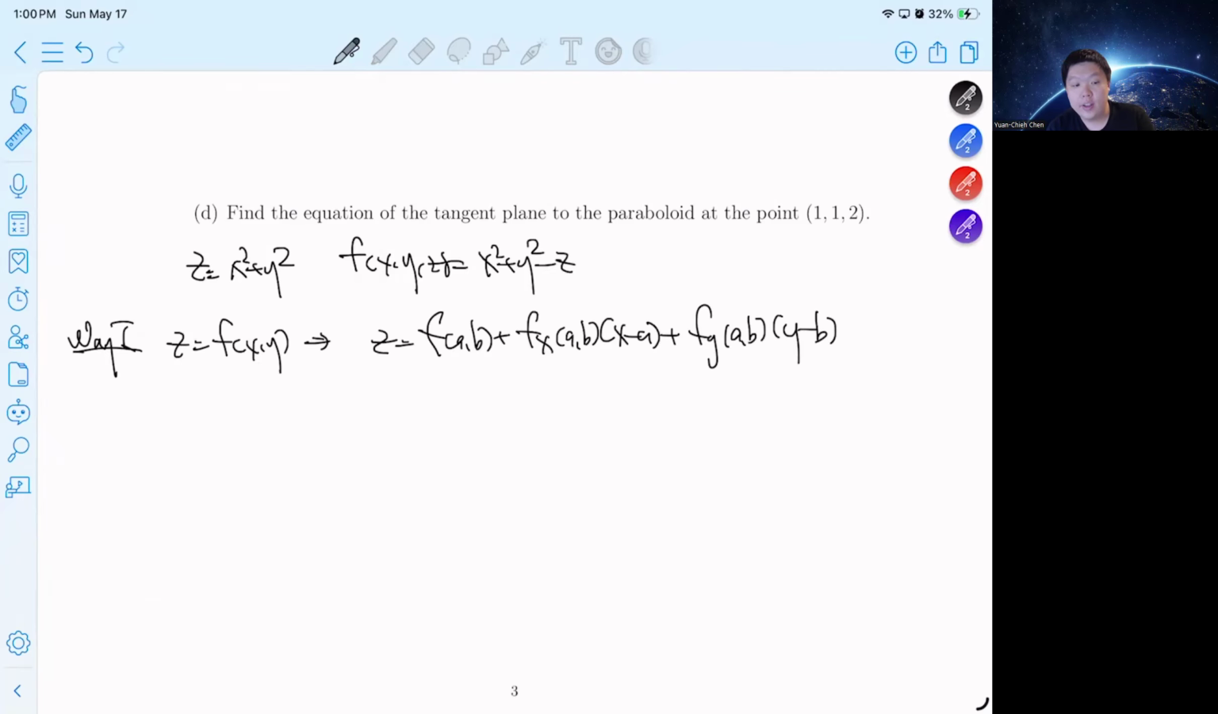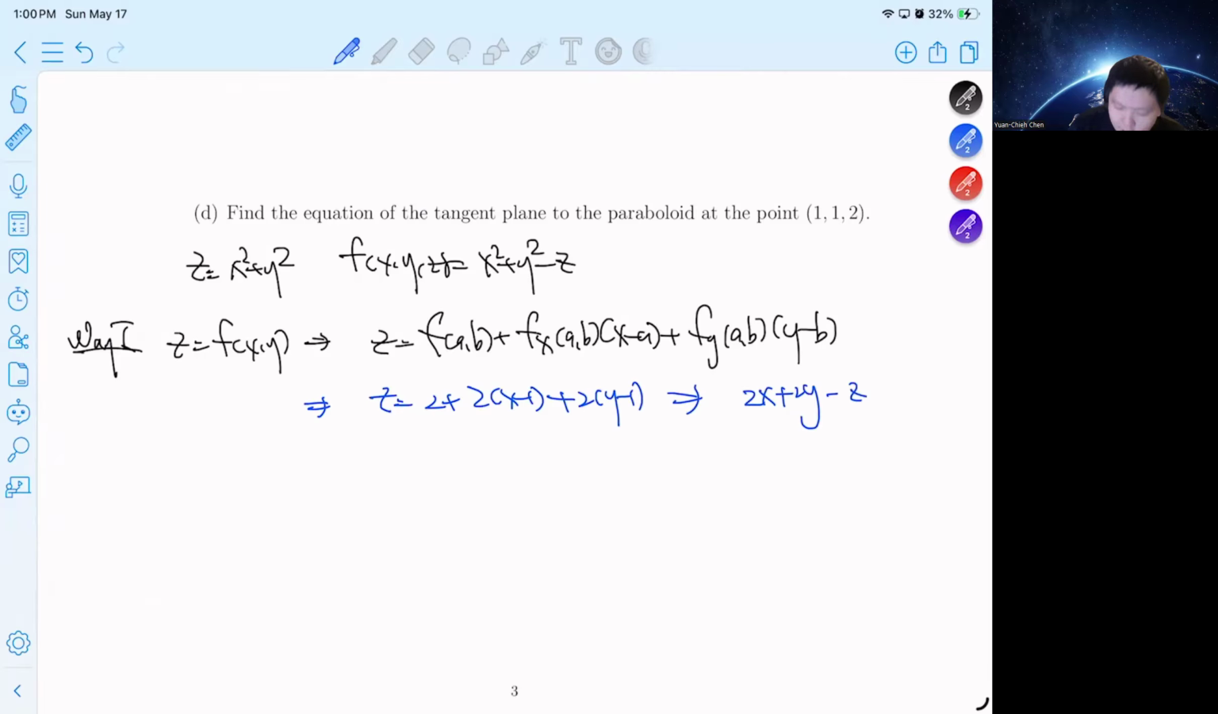And I think you already know that this is basically the linear approximation. We already did that above. So this will just be z equals 2 plus 2(x minus 1) plus 2(y minus 1). We simplify this: 2x plus 2y minus z, I move every z out this way, and then minus 2, minus 2, and minus 4, minus 4 and plus 2, so it's just minus 2 equals 0. This is one way to do that. And the second way, we use the implicit function.